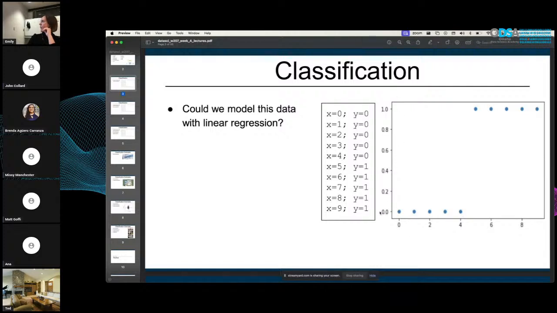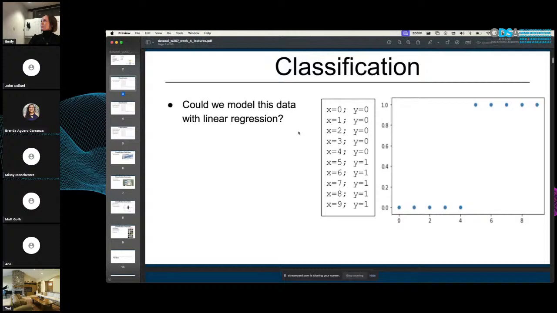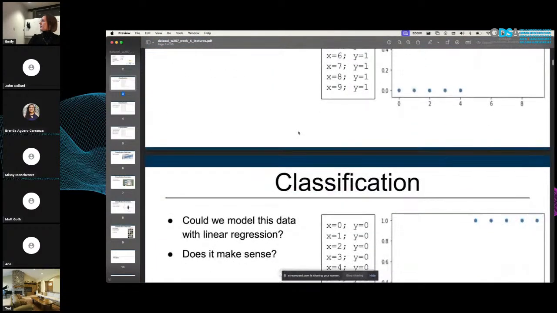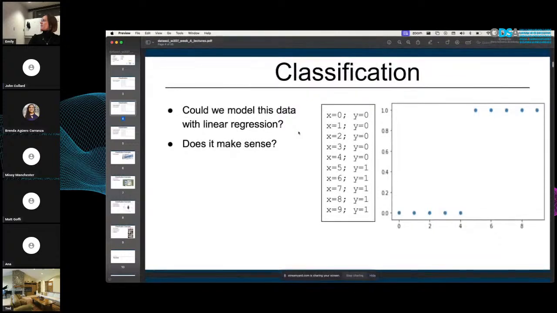We have on our y-axis, y is equal to 0 when the input is 0, when the input is 1, when the input is 2, when the input is 3, 4, and then it jumps way up here. And it's 1 when it's equal to these values. So the question is, could we model this with linear regression? And yes, we probably could. But would it really make sense to model this with linear regression?